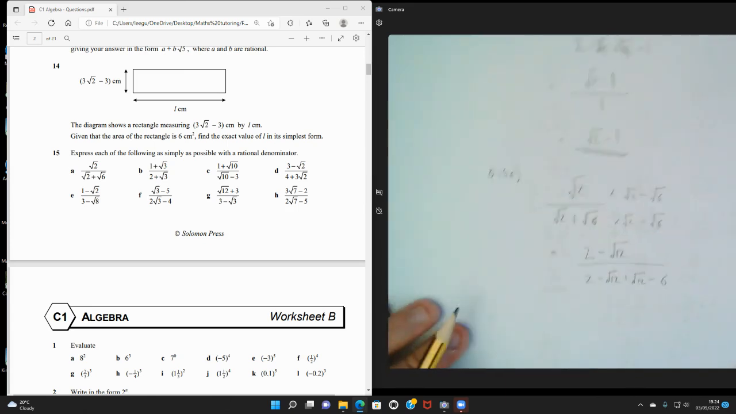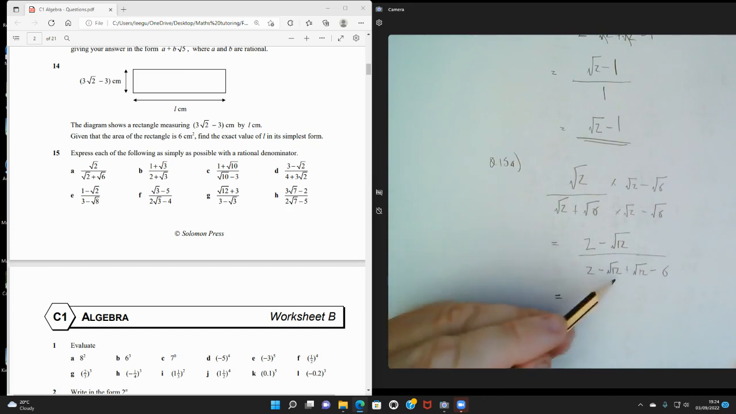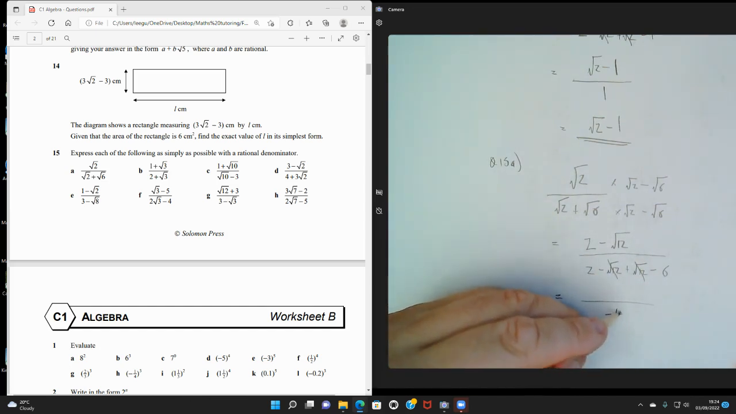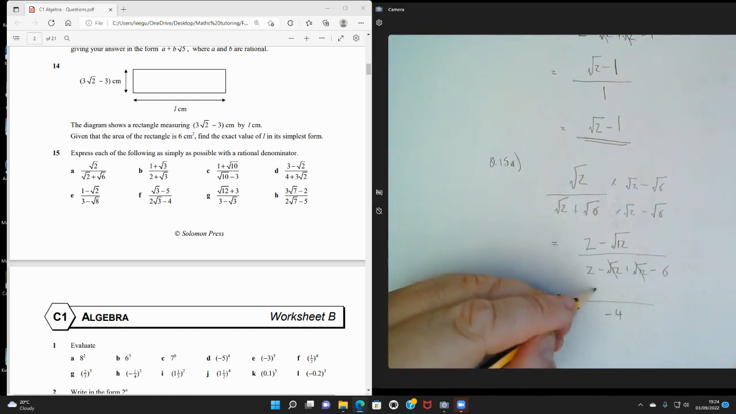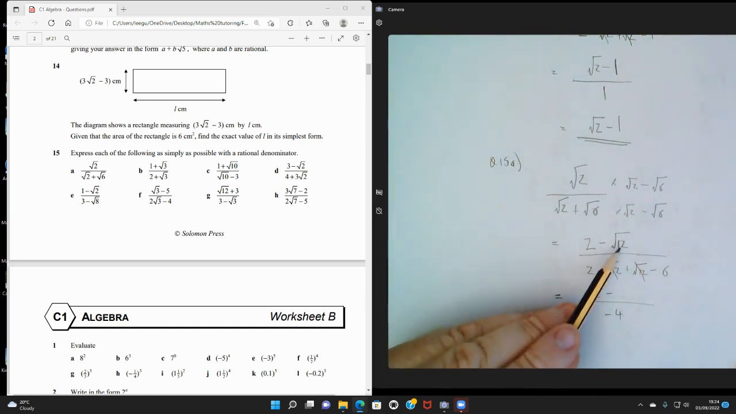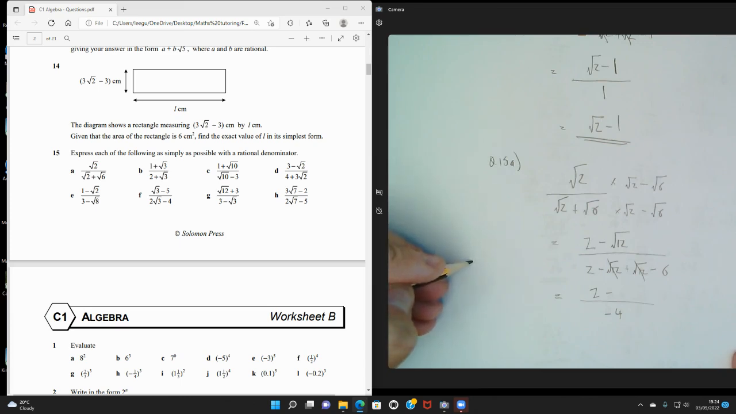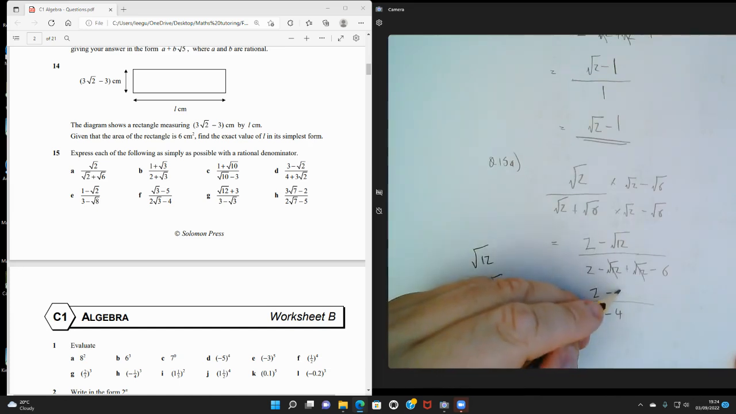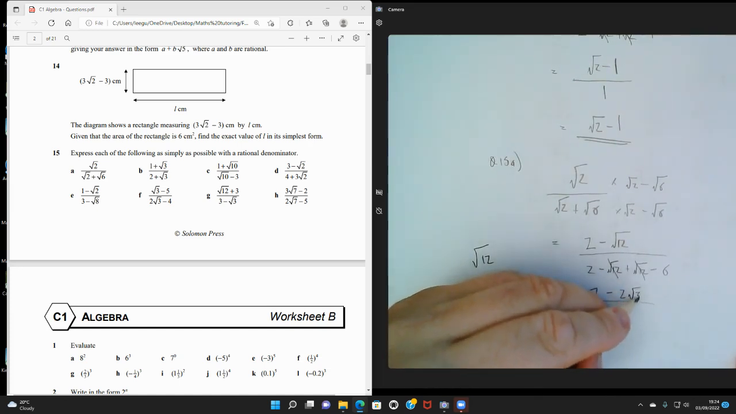So you can see again that now we have a pair of numbers that are going to cancel out with each other. And in the denominator, I have 2 minus 6, so that's going to be minus 4. Let's now consider the numerator. We've got root 12, and if you remember from before, root 12 can be thought of as root 4 times root 3, which is in turn 2 root 3. So I'm going to write that as 2 root 3.